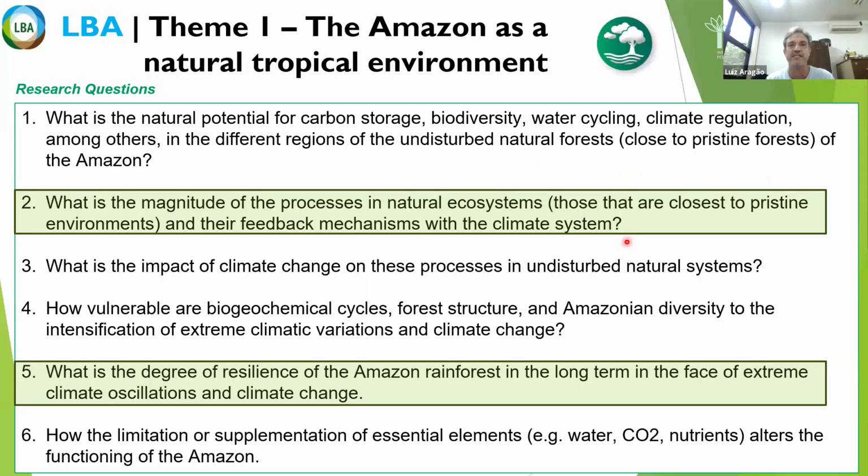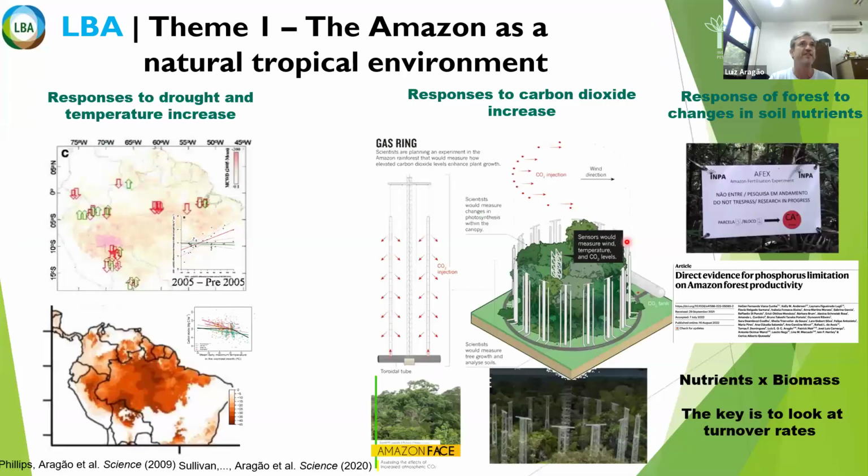So I have a lot of questions that are in the scientific plan. I'm not going through all of them, but just to have an idea of this question that may support PANGEA white paper. So we have, for example, asked what's the magnitude of the processes in the natural ecosystems, these ones that are more or less pristine, and their feedback mechanism with the climate system. People have talked about it. And what's the degree of the resilience of the Amazon forest in the long term in face of extreme climate oscillations and climate change? So we have done research that shows response to drought.